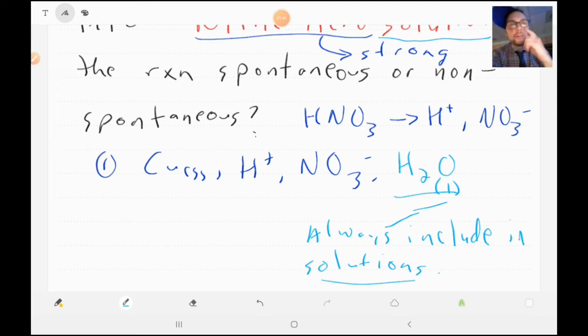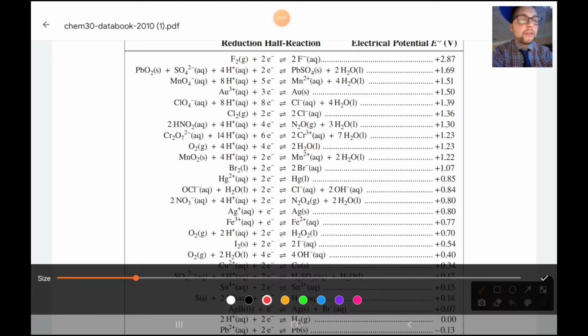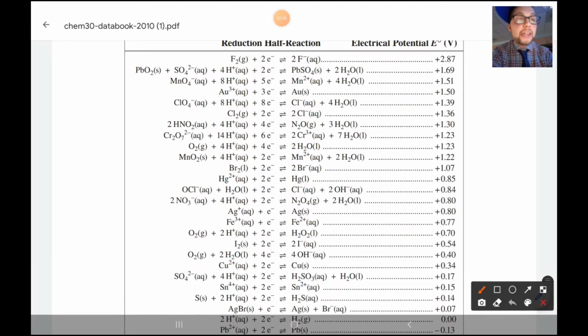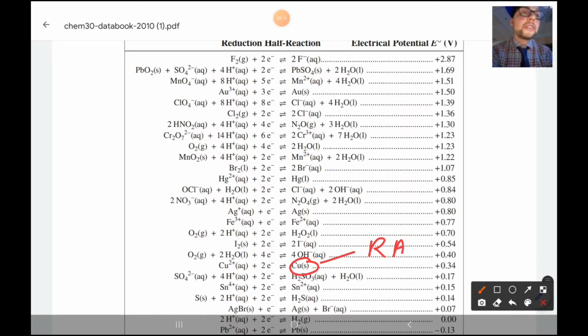The next thing that we're going to do is we're going to label every single one of these as an OA, an RA, or both. Looking at our table, I'm going to start with copper solid. I see that I find copper 2 plus on this side, but that's not exactly the one that I'm looking for. I want copper solid exactly, and I see that it's on the right side, so that's going to be an RA. By the same token, we want to find water, and because it is one of the things listed, we can see that it's also on the right side, so it's also going to be an RA.